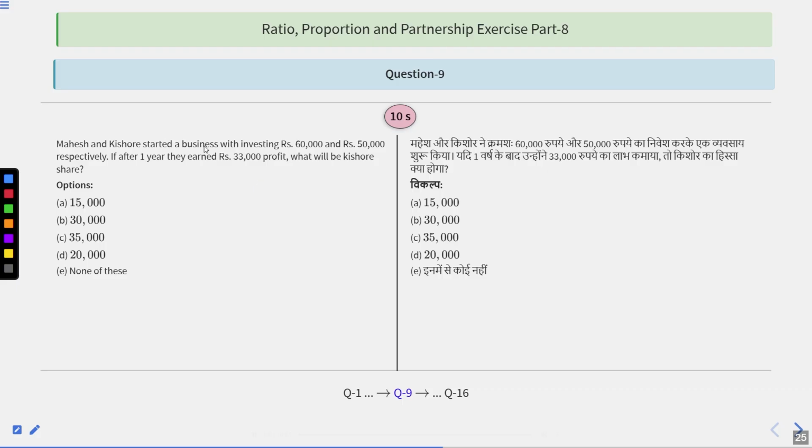Mahesh and Kishore started a business investing 60,000 and 50,000 rupees respectively. If after 1 year they earn 33,000 profit, what will be Kishore's share? You have 5 options and 10 seconds to analyze the question. Your time starts now.